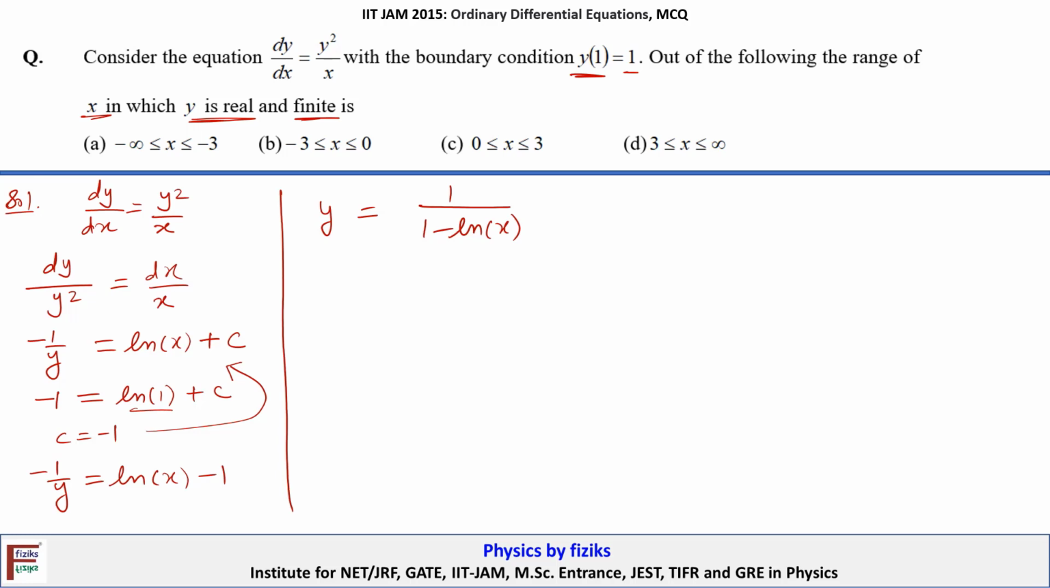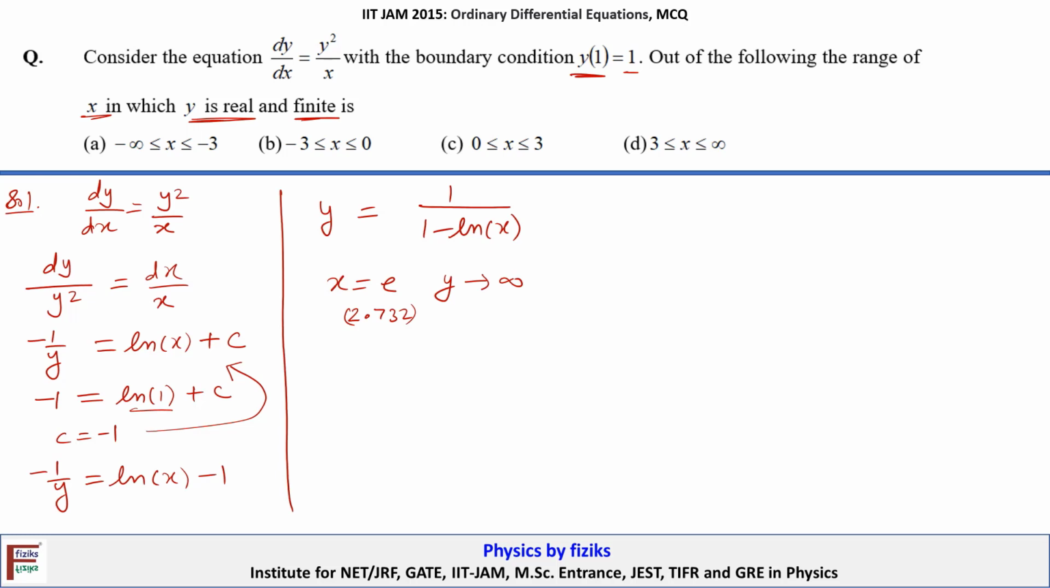Now on first looking, if x is equal to e, because ln is the natural logarithm and we know that the natural logarithm at e becomes 1, therefore 1 minus 1 is 0, and this whole term tends to infinity. That means at x is equal to e, y tends to infinity, and the value of e is about 2.732 or something like that.